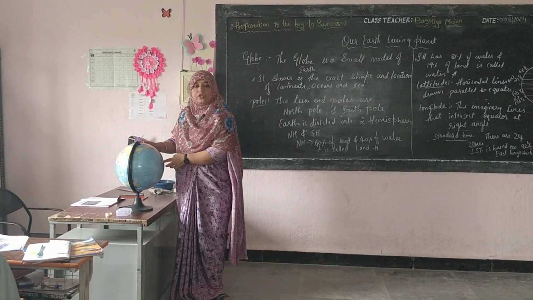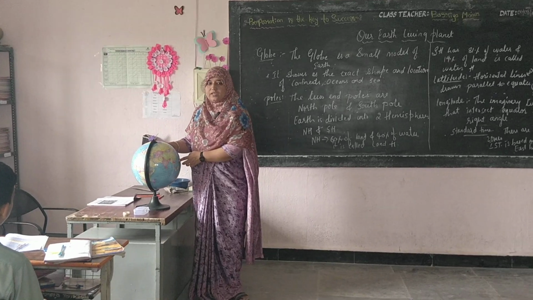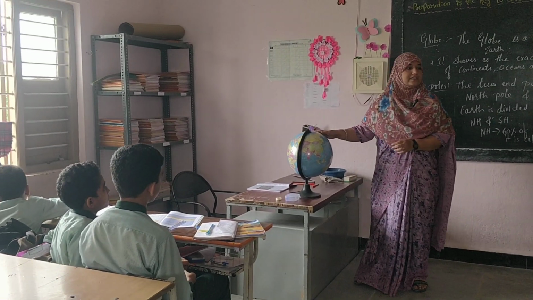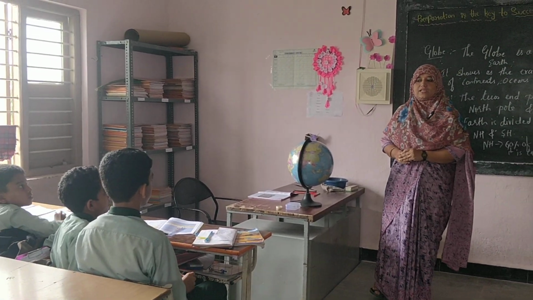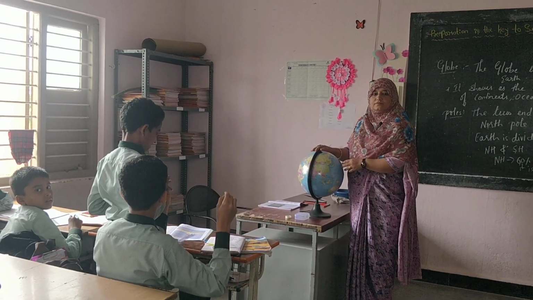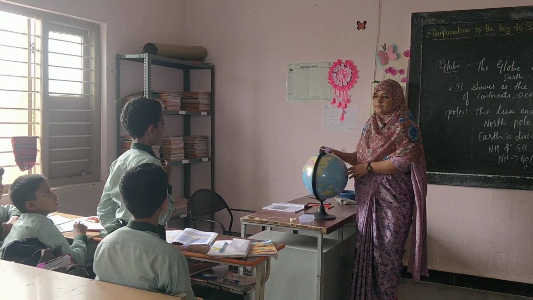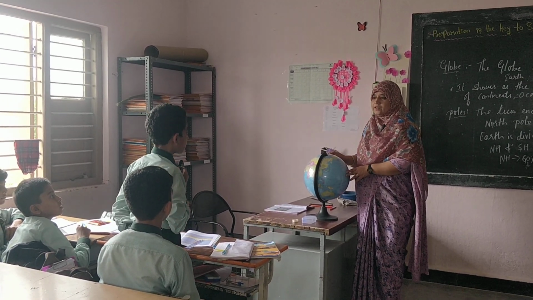The blue color you are seeing in the globe is water. How many continents are there on our Earth? Anyone can say? Raise your hand. Yes, Zahid. Asia, Africa, North America, South America, Antarctica, Europe and Australia.